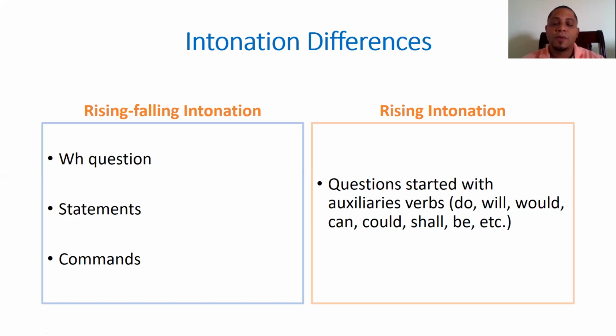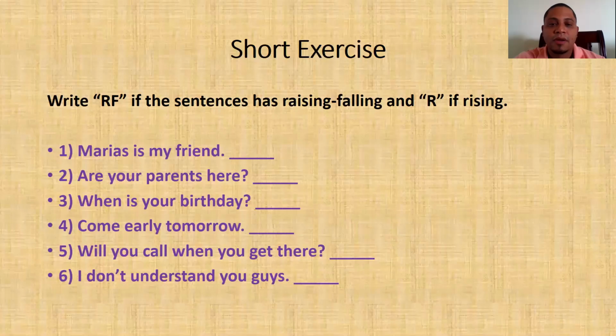Now, so make sure that you see here the separation. 90% of sentences have rising falling intonation, and only 10% have rising intonation. Okay, now just give it a quick view to this, internalize it, and do whatever you have to do so you can learn the separation of this rising and rising falling.